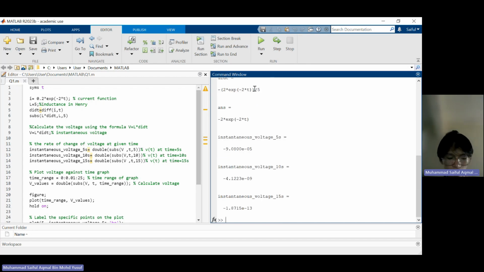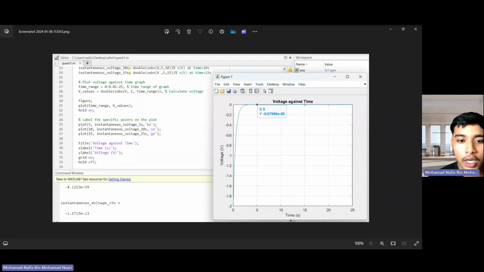Okay, hi guys. Today I'm going to explain to you about the graph for question 1. Firstly, to plot the graph of V against t using MATLAB software, we set the time range from 0 to 35 seconds. Then we set the formula for calculating the voltage at specific times. After that, we set the voltage point for 5 seconds as color blue, 10 seconds as color yellow, and 15 seconds as color green. Then we set the title for the graph as voltage against time, with the x-axis as time and the y-axis as voltage.